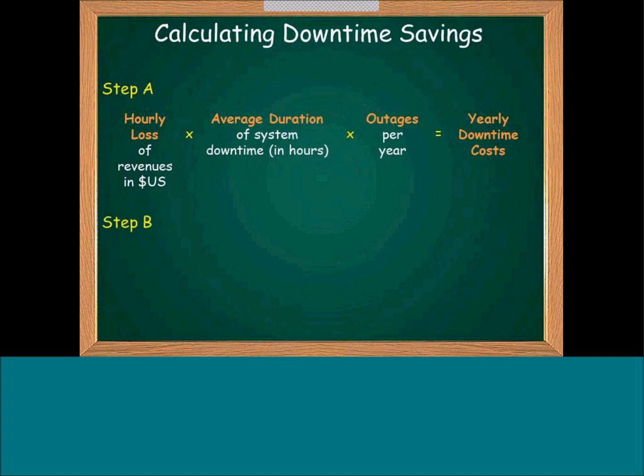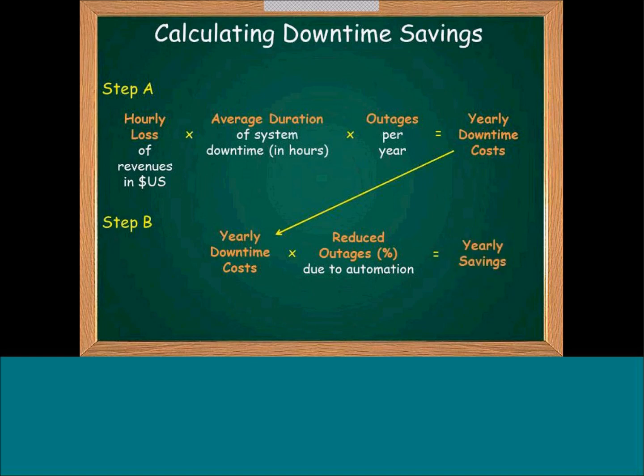Then we go to step B and we take yearly downtime costs and we multiply that by the reduced outages that we experience as a percentage due to automation. Now, what's an appropriate number to use as a percentage here? Well, it's again one of those your mileage may vary kind of things, but in our experience, the number could be anywhere from 10 to 30, 40, 50%. But let's be very conservative, and let's say that 10% is a typical number to use here. Oh, I'm sorry. That will altogether yield your yearly savings from reduction in downtime.